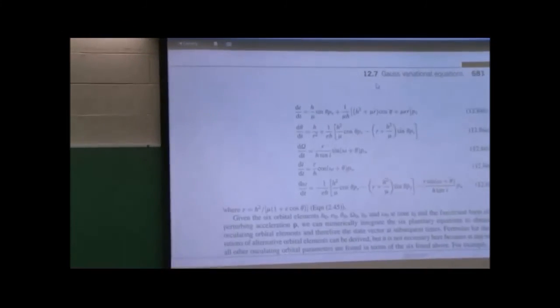All right, guys, let's get started. So, a few more lectures probably on these Gauss variational equations.